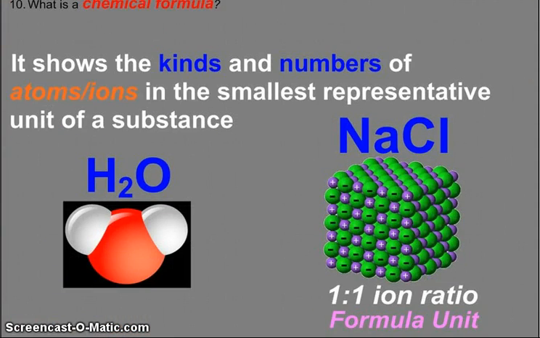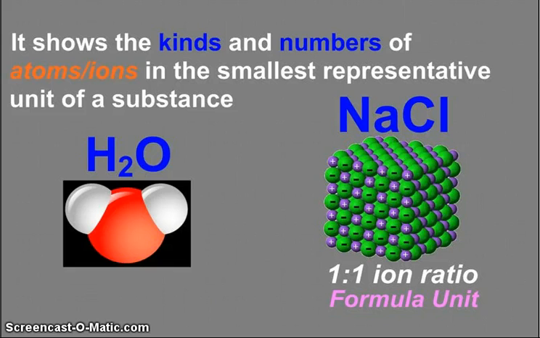So again, what exactly is a chemical formula? Well, it's going to show us the kind and numbers of atoms or ions in the smallest representative unit of a substance. On planet Earth, water molecules exist, little molecules where there's 2 hydrogens and an oxygen attached. And that's what a molecular formula shows us. It shows us the number of atoms and the kind of atoms in the representative unit.